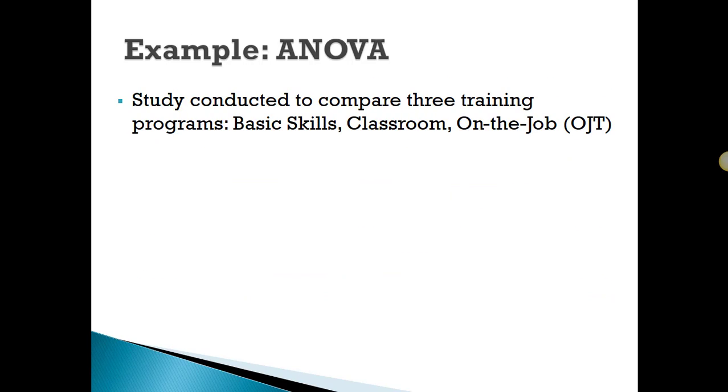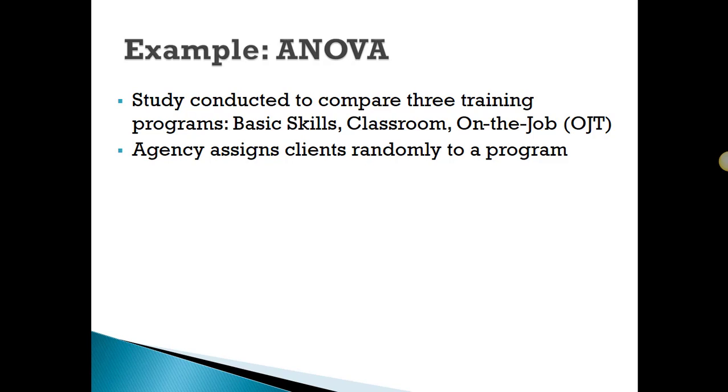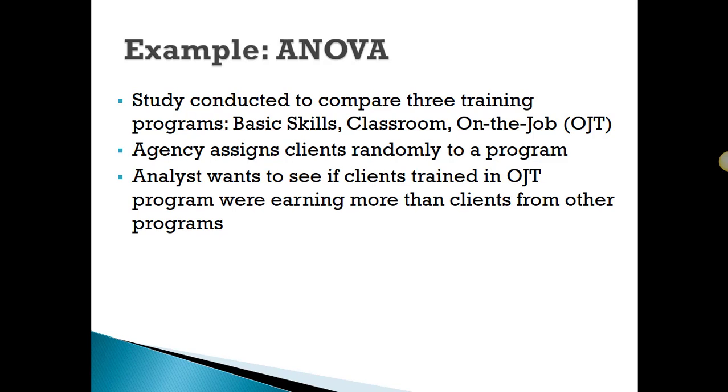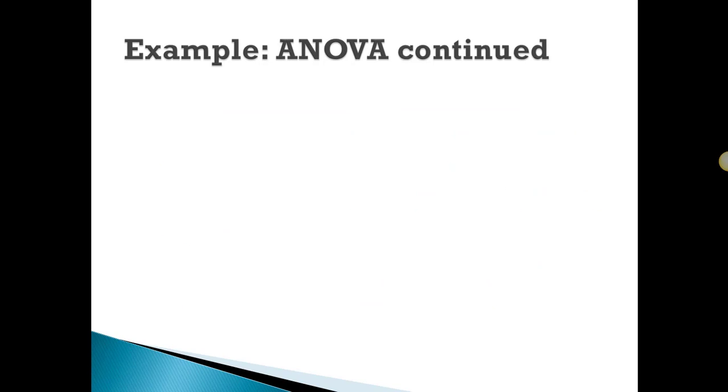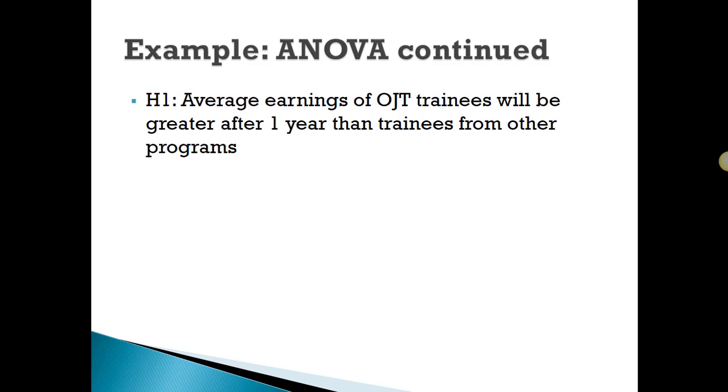So here's an example of how we can use ANOVA. We're going to do a study to compare 3 job training programs: basic skills, classroom, and on the job. The agency assigns the clients randomly to a program. The analyst wants to see if the clients trained in the on-the-job program are earning more than the clients from the other programs. Previous research suggests that the on-the-job training participants are more successful, more job ready, and more likely to have better job placements and therefore make more money.